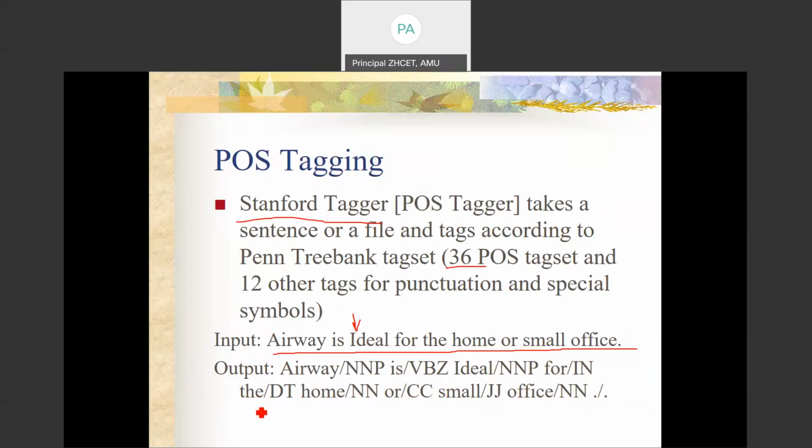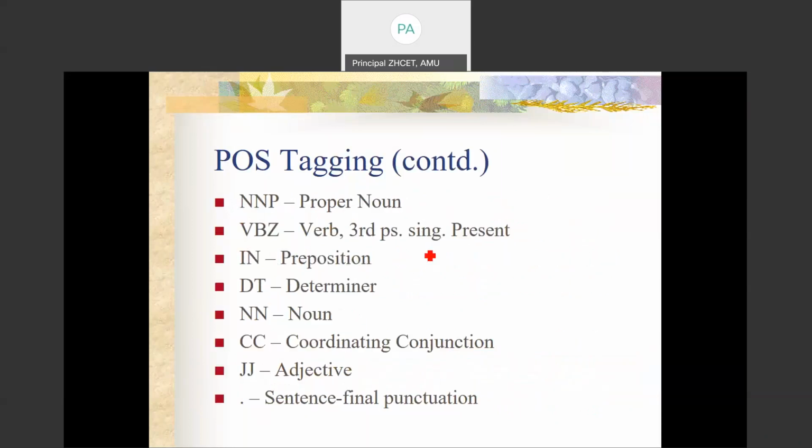For, the, this is a determiner; then home, common noun; or, which is a conjunction; small, adjective; office, again a common noun, right? So it takes a simple sentence and returns every word of that sentence tagged according to the Penn Treebank tag set. So NNP stands for proper noun, VBZ stands for third person verb form, IN is preposition, DT is determiner, noun, coordinating conjunction, adjective, and sentence-final punctuation.